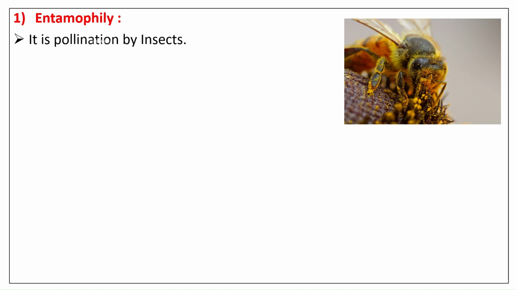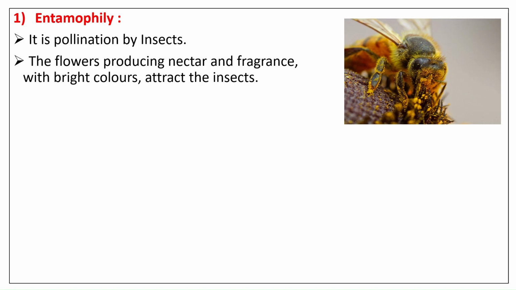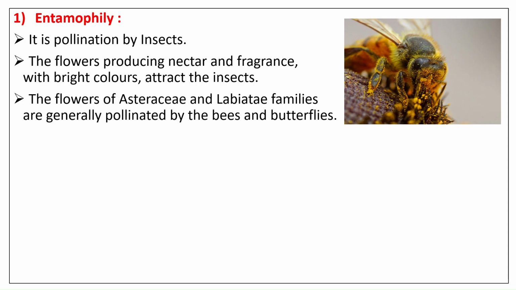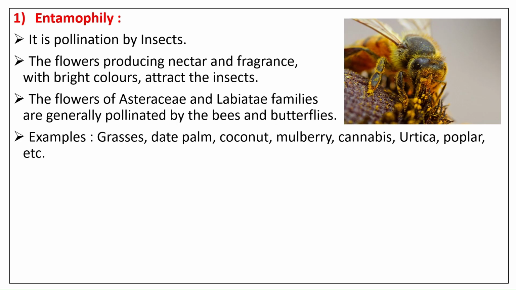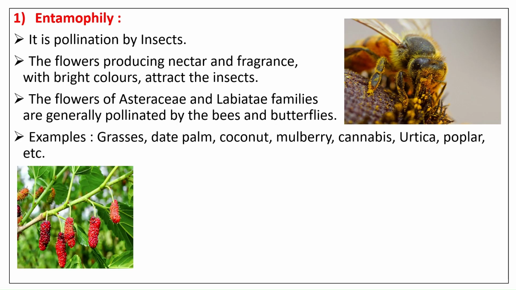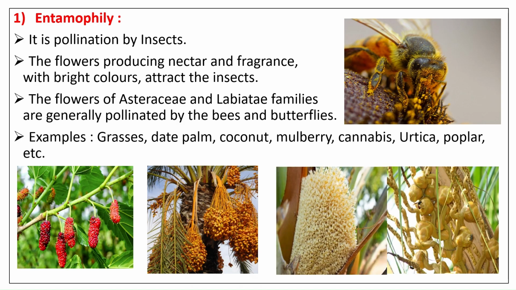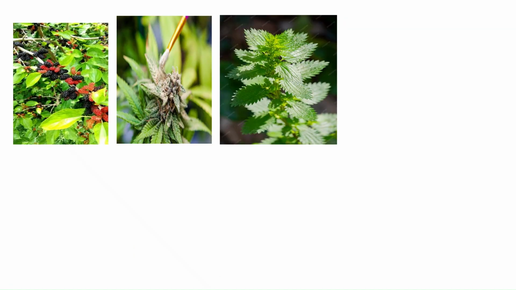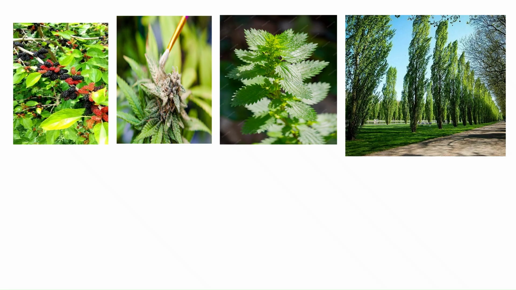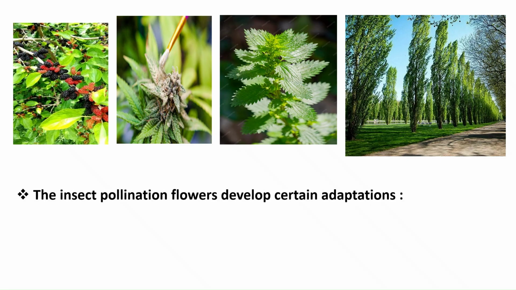1. Entomophily. The pollination occurs by insects. The flowers producing nectar and fragrance, with bright colors, attract the insects. The flowers of Asteraceae and Labiatae families are generally pollinated by bees and butterflies. For examples: grasses, date palm, coconut, mulberry, cannabis, urtica, poplar, etc.